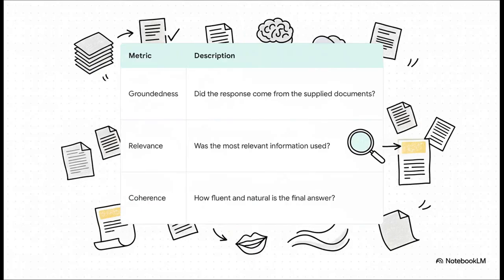The first is called groundedness. This just asks, did the answer actually come from the documents we provided, or did the AI just make it up? You have to make sure it's not hallucinating. Second is relevance. This one's about the retrieval step. Did the system find and use the best and most relevant information to answer the question? And third, we've got coherence. This is simple. Is the final answer easy to read? Does it make sense? Is it fluent? To have a great RAG system, you really need to nail all 3 of these.